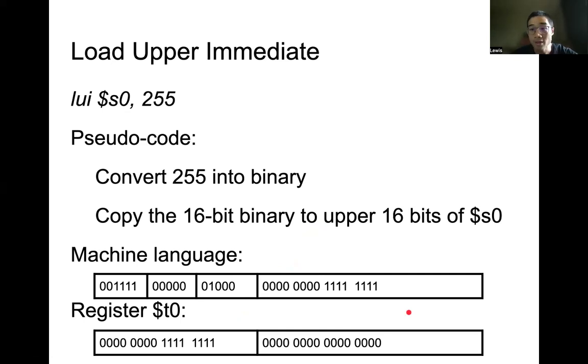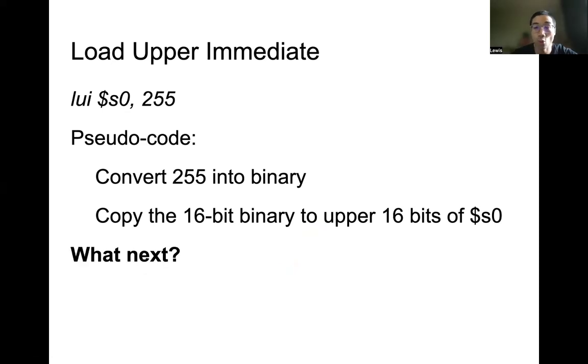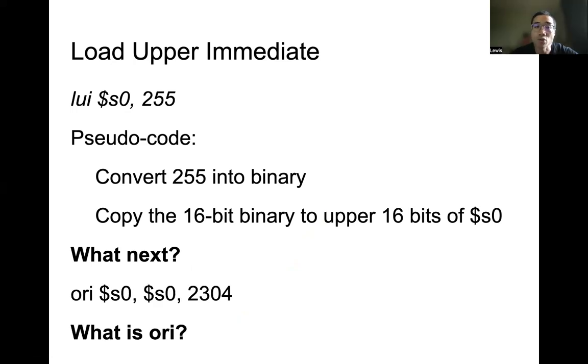Obviously, this is not done yet because we want to have a 32-bit address. What do we do next? We need to use another instruction to load the lower 16 bits. In this example, it's ORI S0, because we are going to copy something into the same register, and this is just some number we want to copy into the lower 16 bits. And what is ORI? It's OR immediate. That's why we can include the constant here.